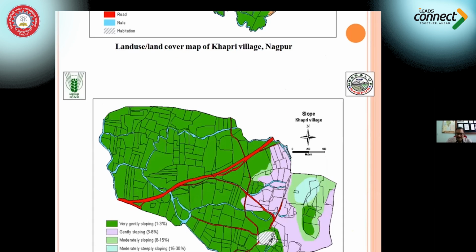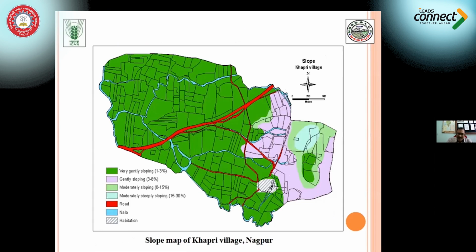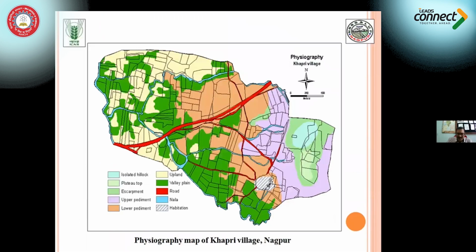Now, from the DEM we have prepared the slope map. The slope of the area varies from 1 to 3% to more than 15%. However, most of the area, having green color, falls under very gently sloping, meaning 1 to 3% slope. Now, with the integration of this DEM and satellite data, we have delineated the landform. Landform is nothing but the physiography. So landform delineation indicates that there are some isolated hillocks, plateau, and this green region indicates the valley region.